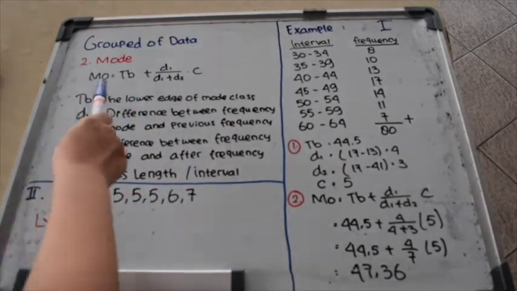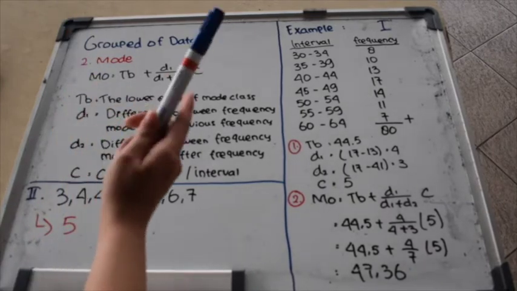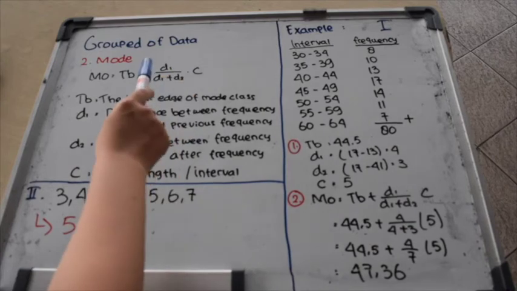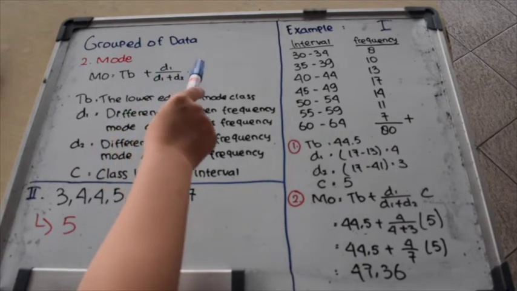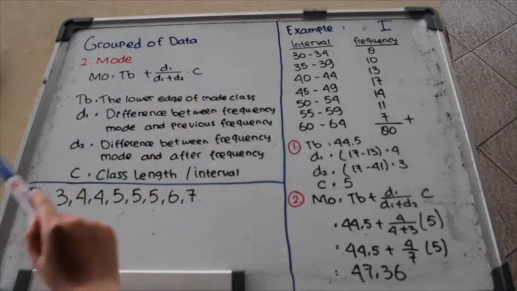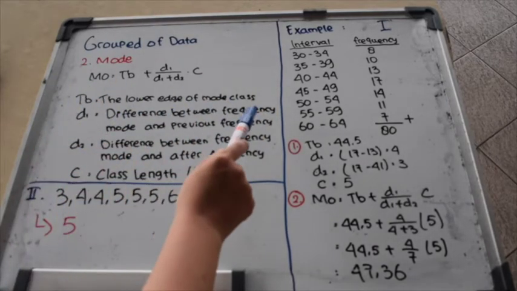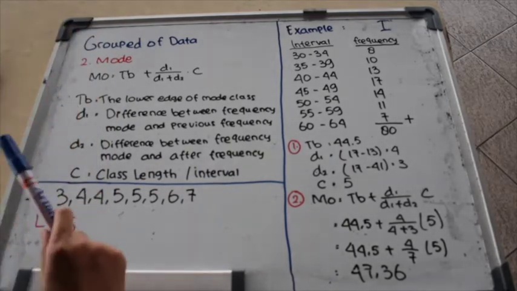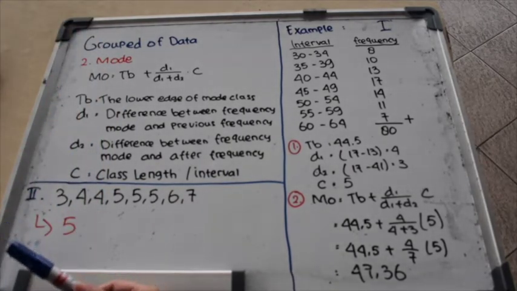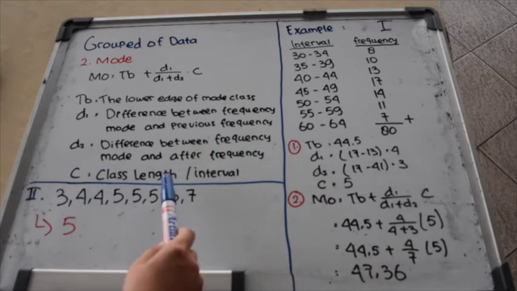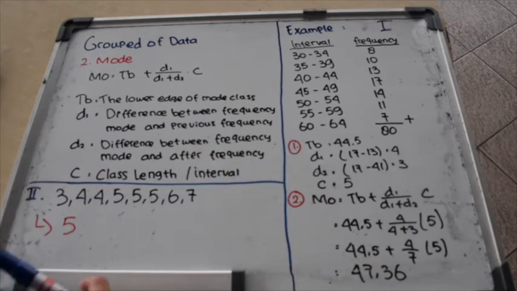The formula is mode, or we call it modus, equals TB plus D1 per D1 plus D2, multiplied by C. TB is the lower boundary of the mode class. D1 is the difference between the mode frequency and the previous frequency. D2 is the difference between the mode frequency and the next frequency. And C is the class length or interval. In this step, I will give you an example.